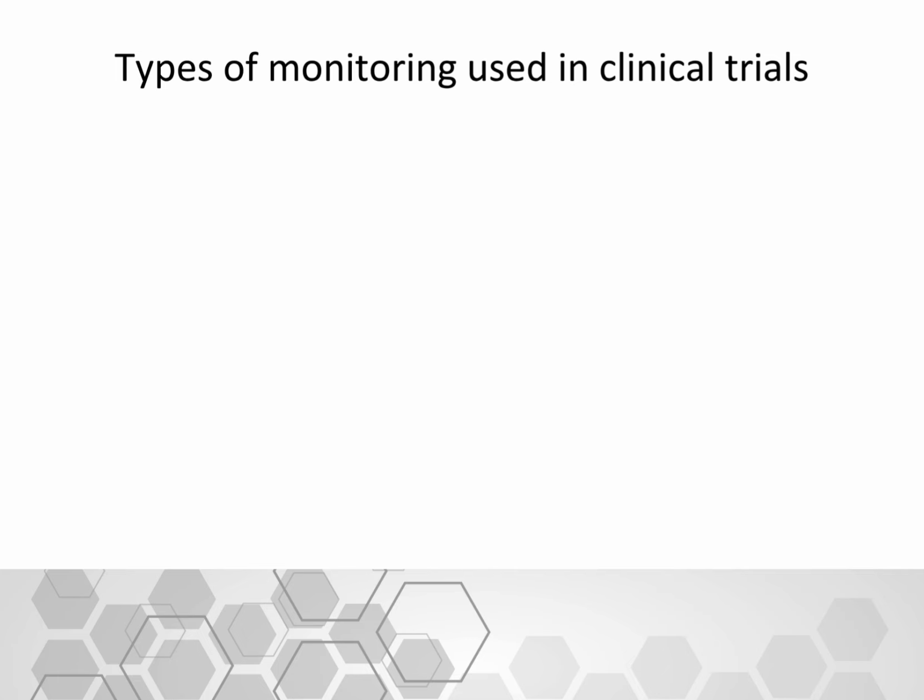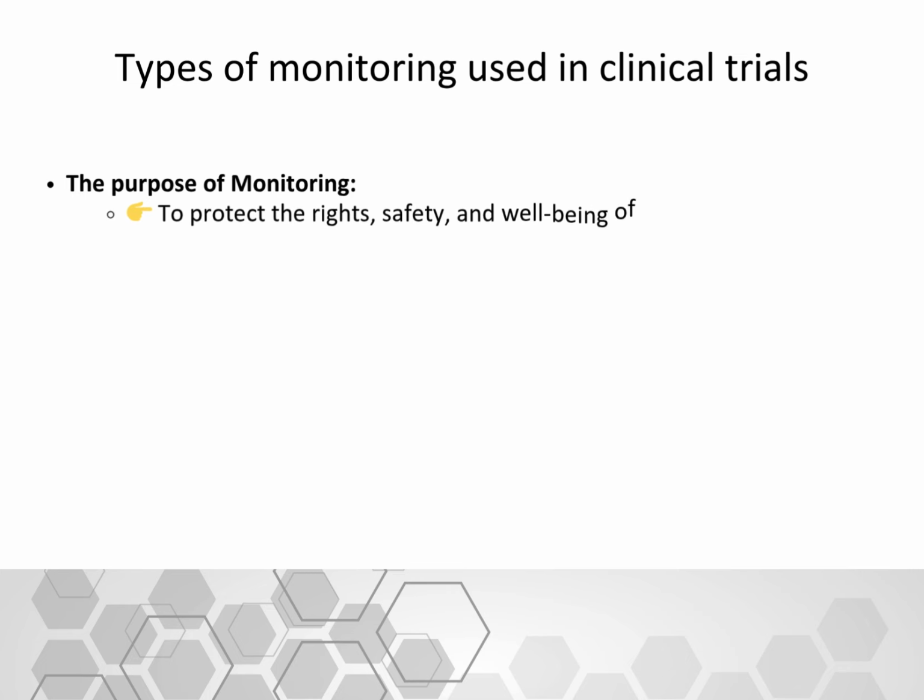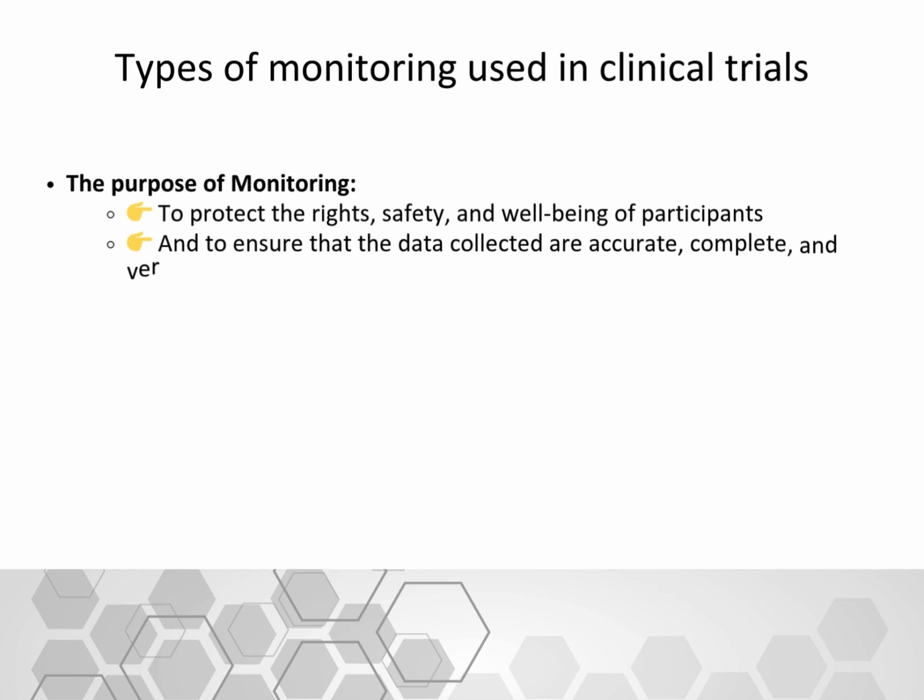Monitoring is what ensures that trials are conducted properly, ethically, and with data you can actually trust. And depending on the size of the study, the complexity of the design, the phase of development, or even the geographic reach, the monitoring approach can vary. But at its core, monitoring has one purpose: to protect the rights, safety, and well-being of participants, and to ensure that the data collected are accurate, complete, and verifiable from source documents. Now, there are 3 primary types of monitoring used in clinical research today.